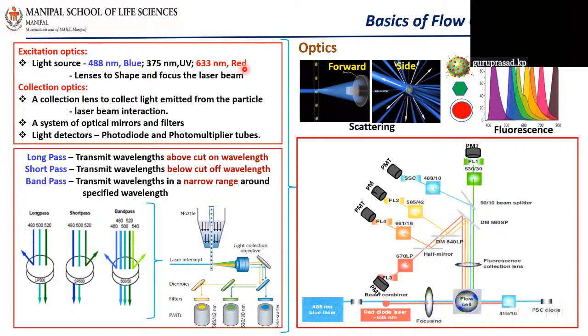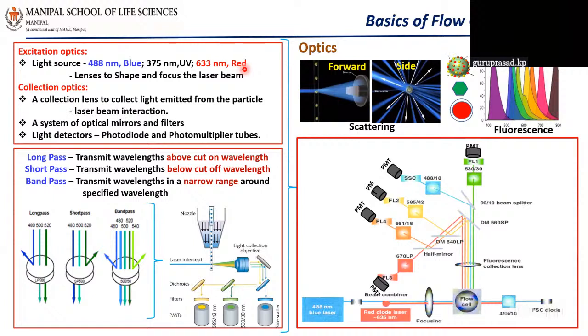Suppose the machine has two lasers, a blue light as well as a UV light. You can use fluorescent dyes which can be excited by either UV or blue light. Suppose the machine has 5 or 6 lasers. Nowadays we have a violet laser, green laser, blue laser, red laser, UV laser, and yellow laser. So we have different kinds of lasers.